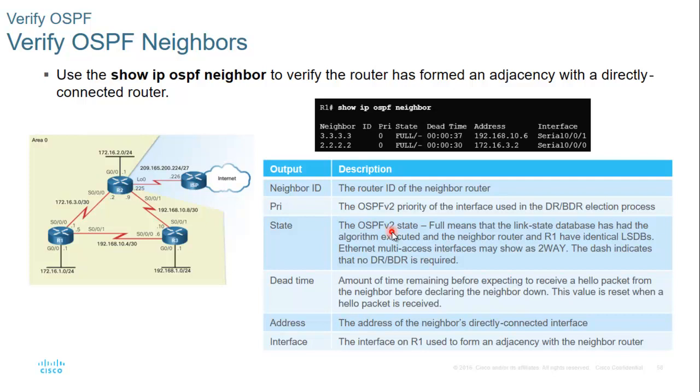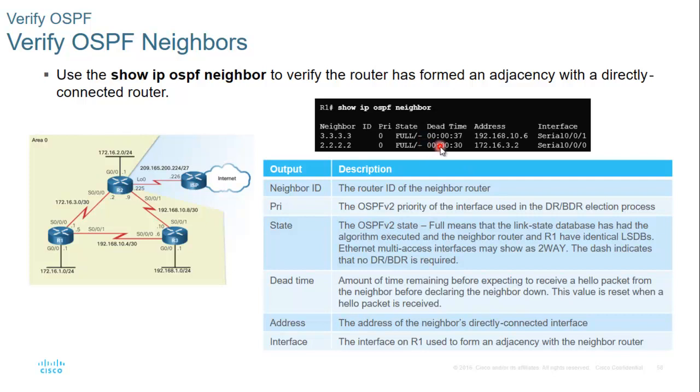An Ethernet multi-access interface may show as two-way. The dash indicates that no DR or BDR is required. Remember, DR-BDR is only done in certain types of topology, like NBMA. In this topology, it is not done. It is not used, so there is nothing there. This indicates that it is not required.